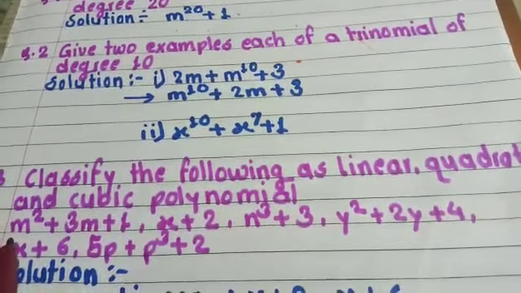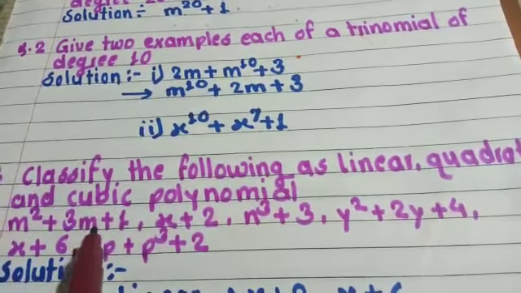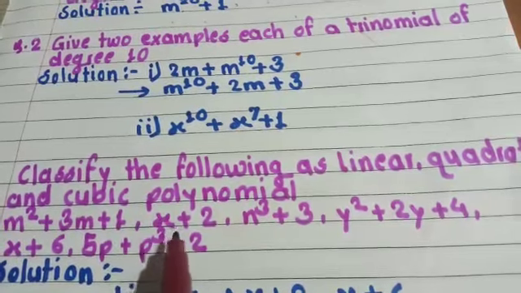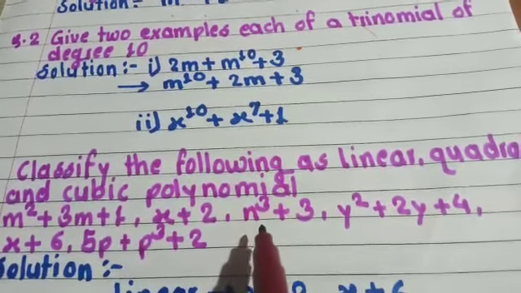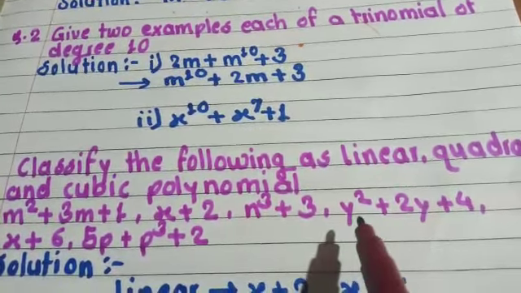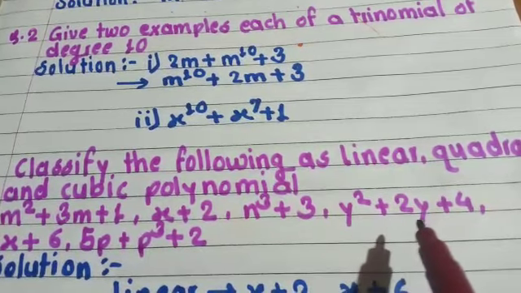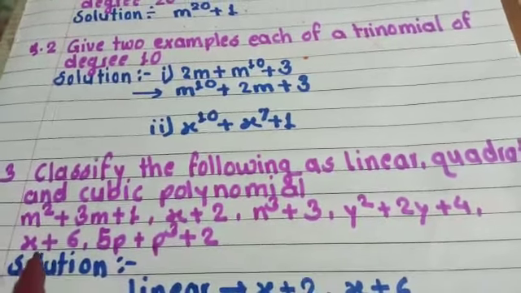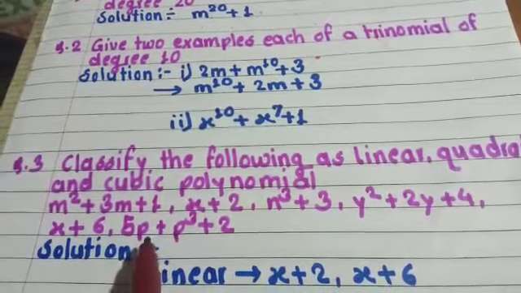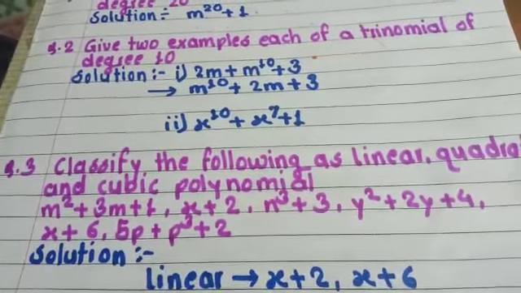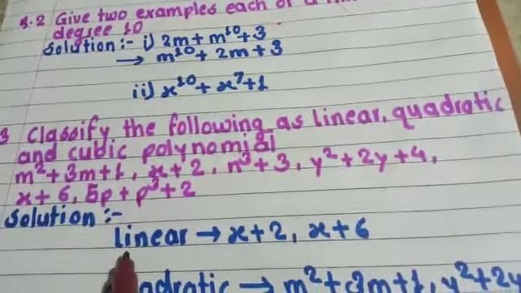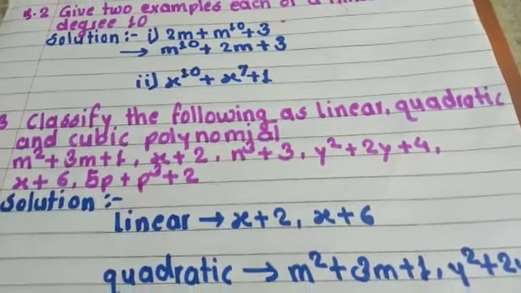What polynomials are given? m square plus 3m plus 1. Next is x plus 2. Next n cube plus 3. Then y square plus 2y plus 4. Then x plus 6 and 5p plus p cube plus 2. So we will sort these into linear, quadratic and cubic.